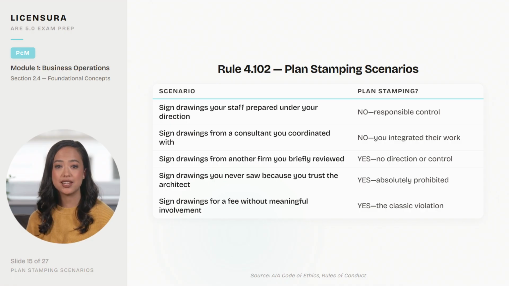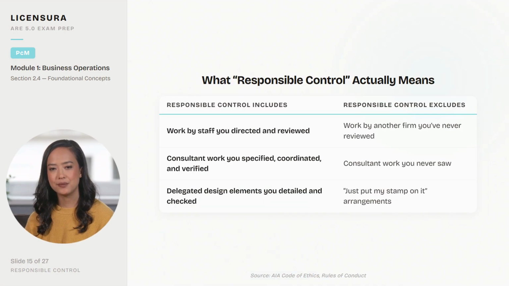If you signed drawings you never actually reviewed because you trust the architect who prepared them, that's prohibited. If someone offers you a fee just to put your stamp on their work with no meaningful involvement from you, that's the classic violation, and it's exactly what the exam tests. Responsible control means you directed the work and reviewed it. It means you specified what consultants should do and you verified their output.